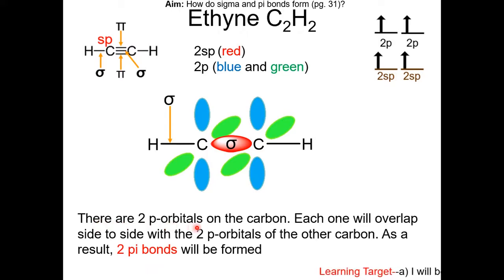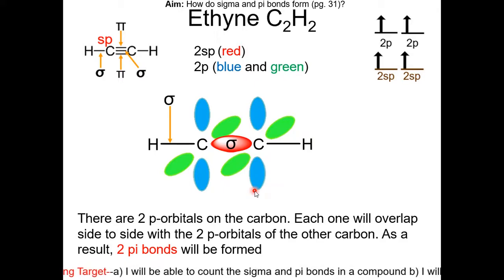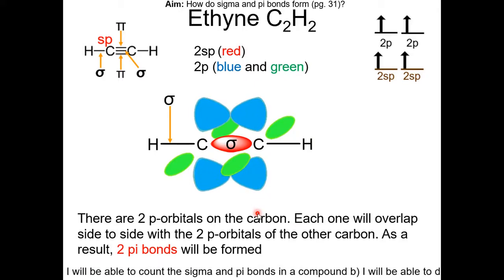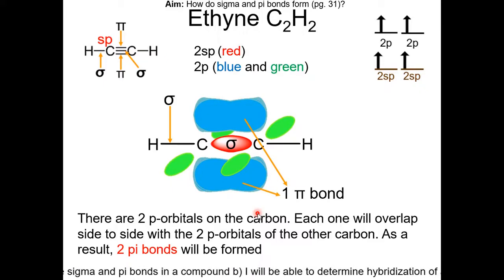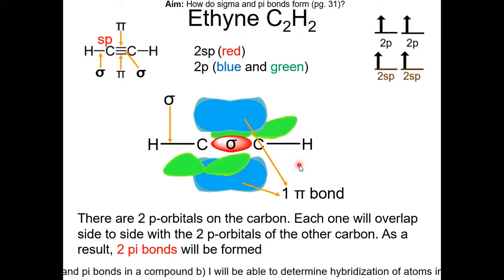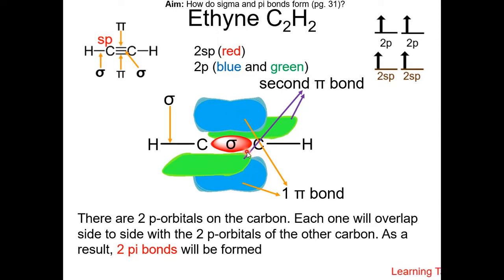There are two p orbitals on the carbon. Each one will overlap side to side with the two p orbitals of the other carbon. As a result, two pi bonds will be formed. I will first overlap the p orbitals highlighted blue. This is one pi bond. Next, I will overlap the p orbitals highlighted green. This is the second pi bond. So as you can see, the triple bond consists of two pi bonds and one sigma bond.